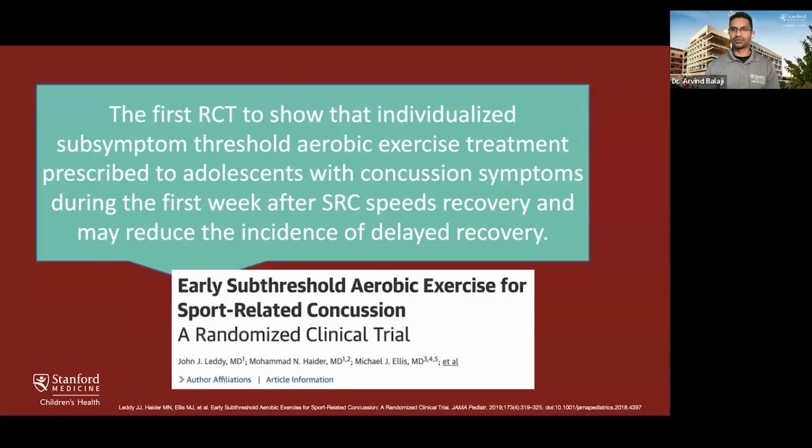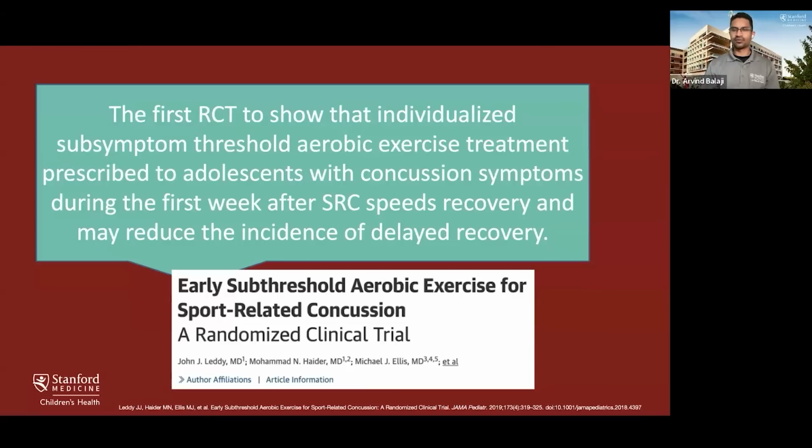This randomized clinical trial took adolescents who were concussed and separated them into two groups and exposed one to a sort of stretching and rest protocol and another to a very gradual sub-symptom threshold aerobic exercise protocol, where each day athletes were asked to exercise and increase their level of intensity based on symptoms and to stay just below the symptom threshold.